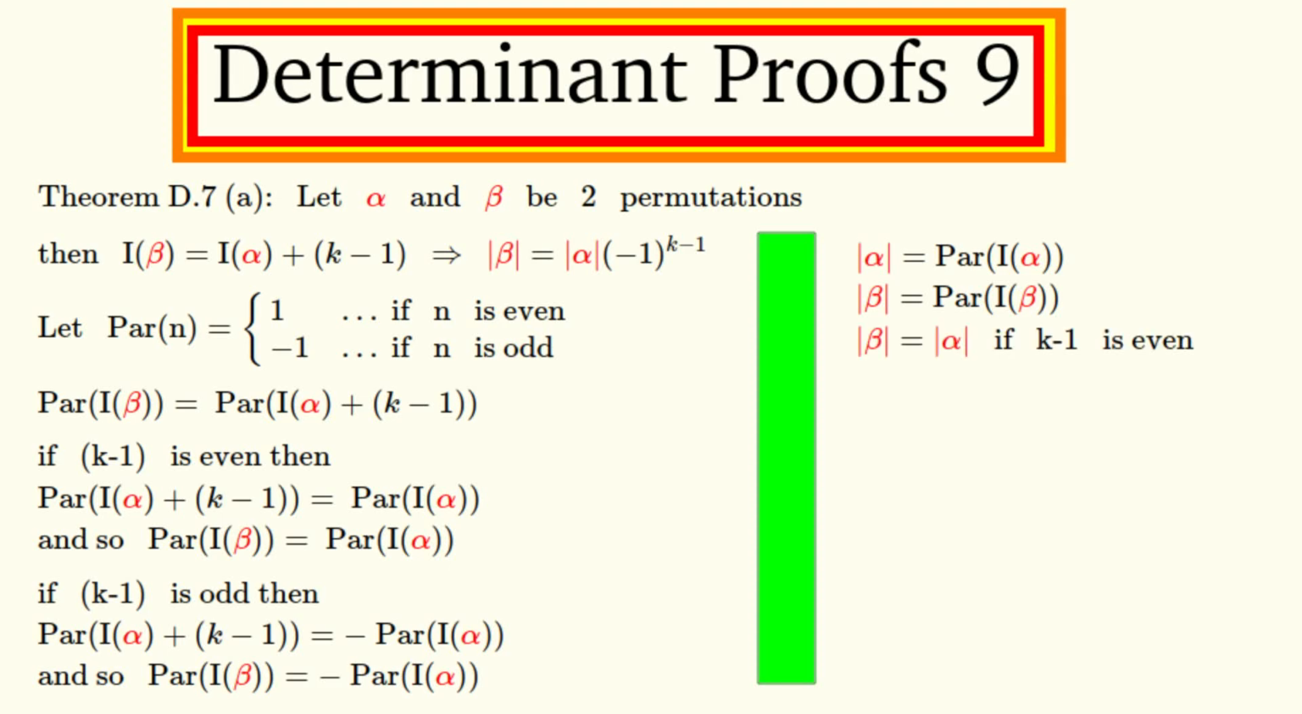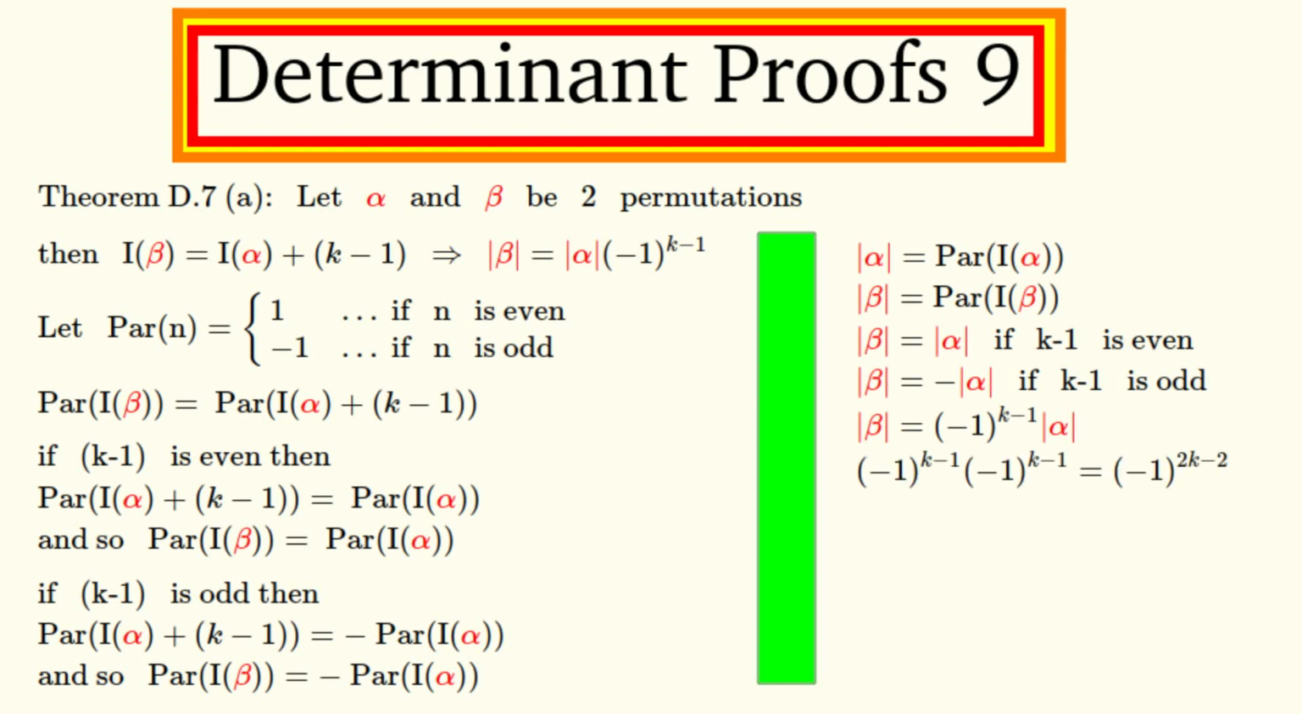So these parities are equal if k minus 1 is even, and they are the negative of each other if k minus 1 is odd. We can express this using this equation, which gives us the correct sign depending on k minus 1. And this number, minus 1 to the power of k minus 1, is its own inverse. We'll show this by multiplying it by itself.